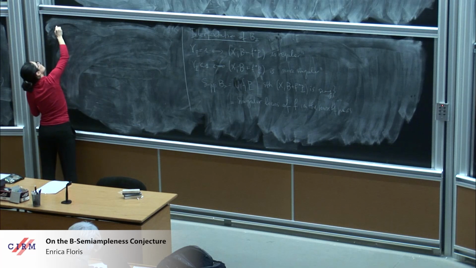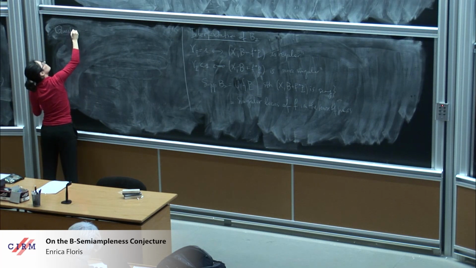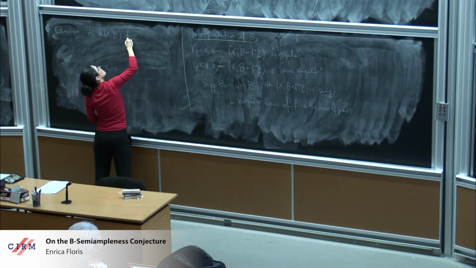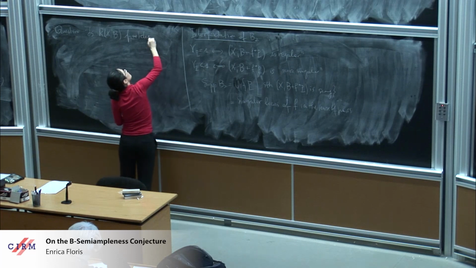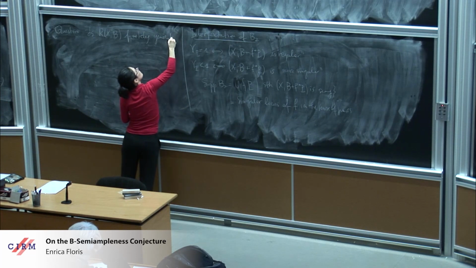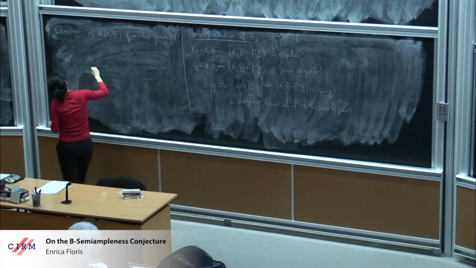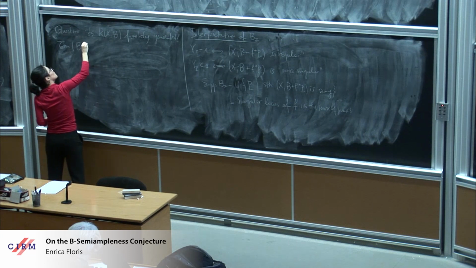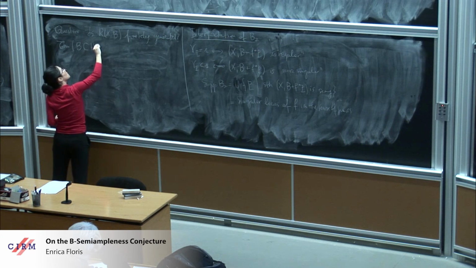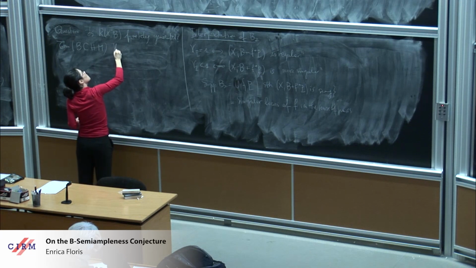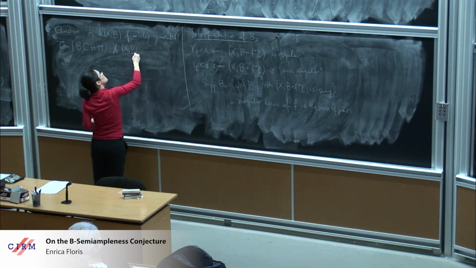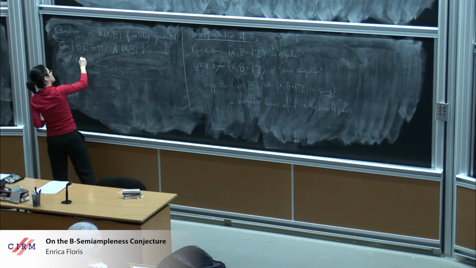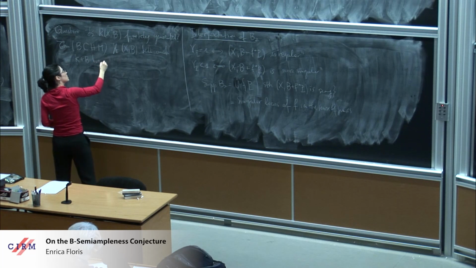So, first of all, question: is R(X,B) finitely generated? And so some important answers have been given by Birkar, Cascini, Hacon, and McKernan. If (X,B) is KLT and K_X + B is big, then yes.